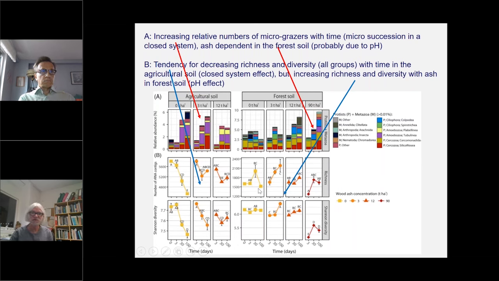But we can see that in the forest soil, a similar thing. We did not see quite the same pattern here, which is probably because the organisms that we focused on were actually stimulated by the pH change that the ash promoted.